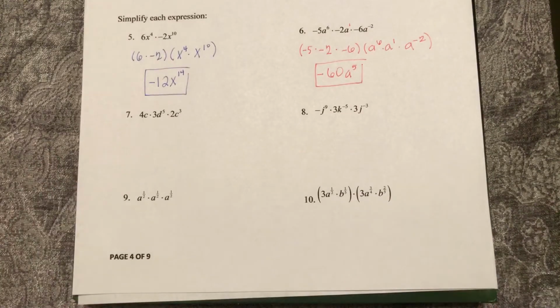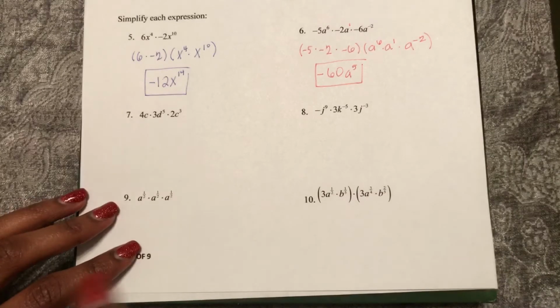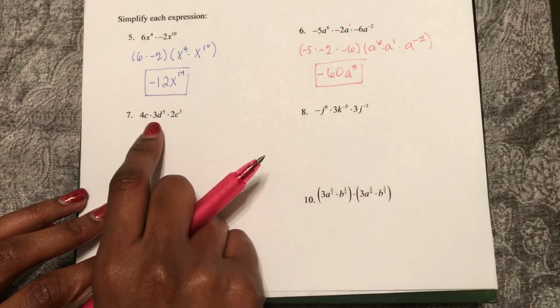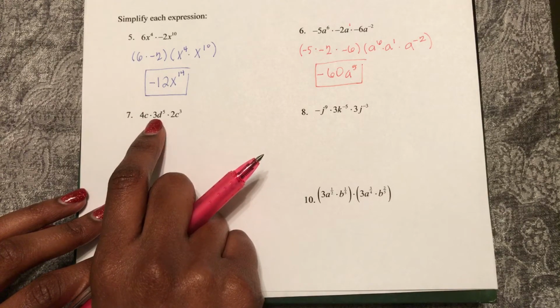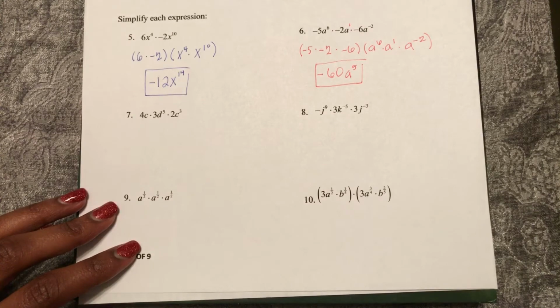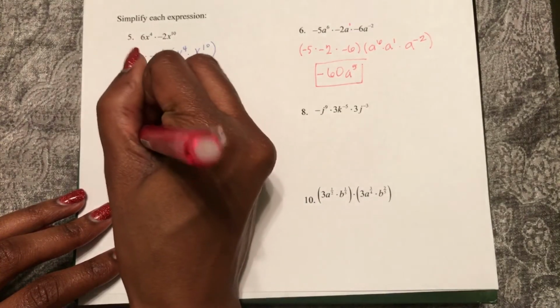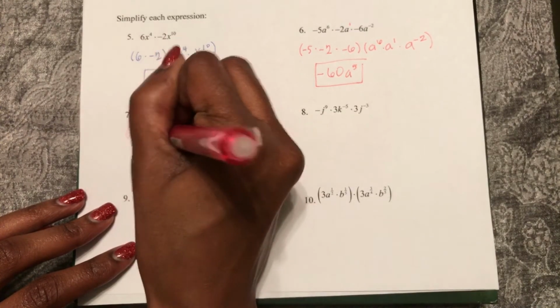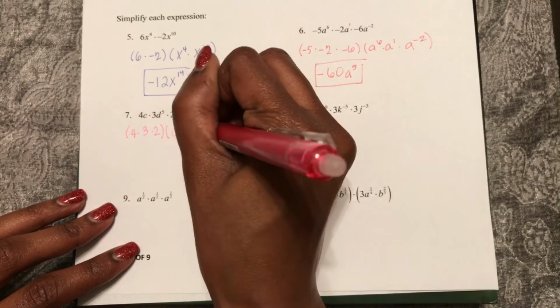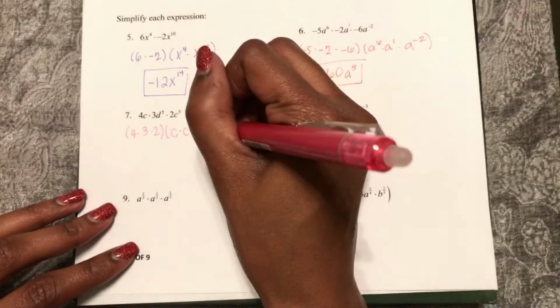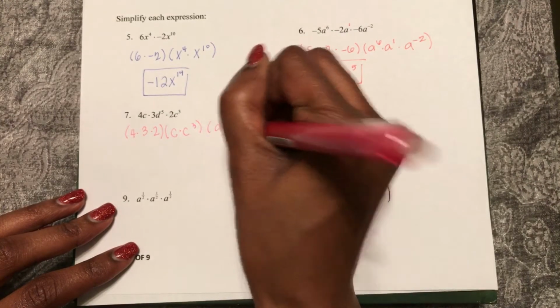So now for the rest of these, I'm not going to rewrite it. I'm just going to do the problem. So 4 times 3 times 2, what is that? 4 times 3 is 12. Well, actually, let me rewrite this one. So this is 4 times 3 times 2, all right? And then I have c times c cubed, and then I have times d to the 5th.